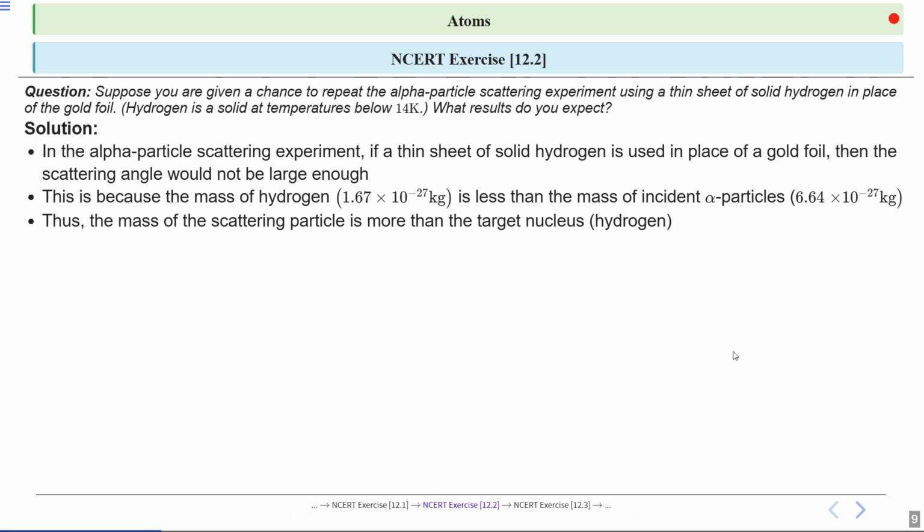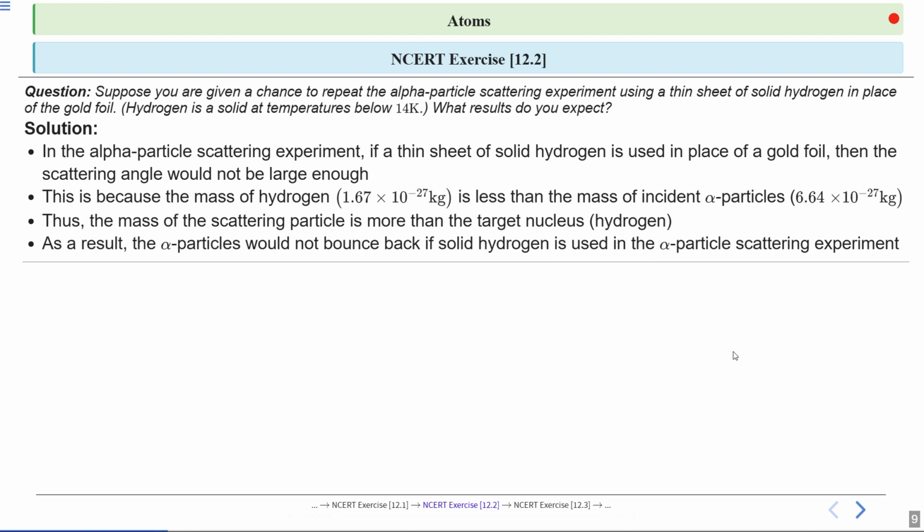This difference in mass is important since the alpha particle is more massive than the hydrogen nucleus. It won't be deflected backwards. Instead, it will mostly keep moving forward with only small changes in direction. The lighter hydrogen nucleus just can't push the heavier alpha particle back.